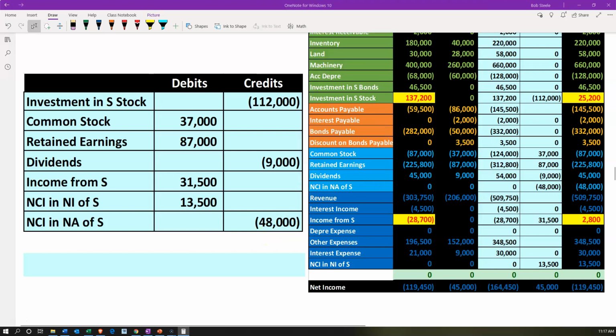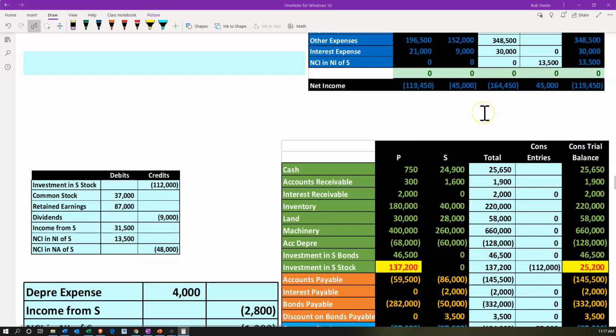So then if we post this out, then of course we talked about all the equity items here. We've got the 13.5 going on down here. There's the 13.5 non-controlling interest. Non-controlling interest in the net assets is going to go up top. There we see that here. The investment in S stock, the 112,000 going into the investment account, is not yet at zero at this point. It will be zero at the end of the problem.